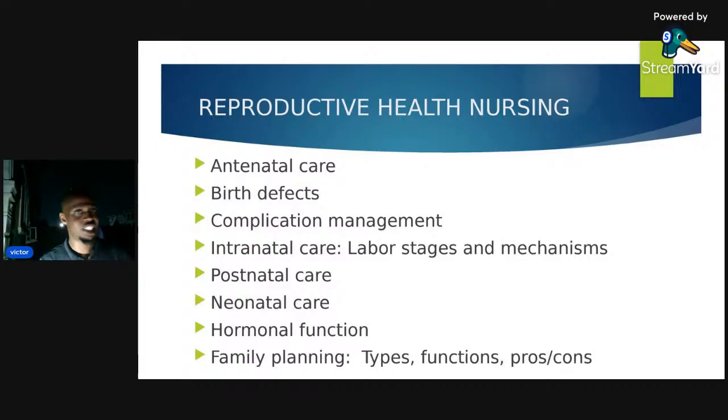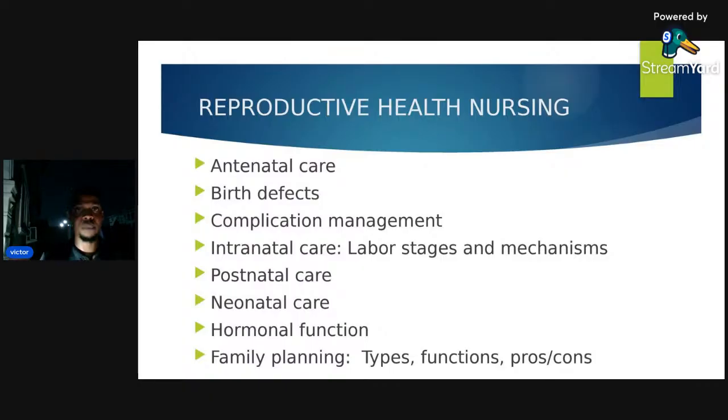Then we also have atrial septal defect. That is when there is incomplete closure of the foramen ovale of the heart. One of the major signs you will see in that child is cyanosis. That's a bluish purple discoloration of the body. So that is another birth defect.